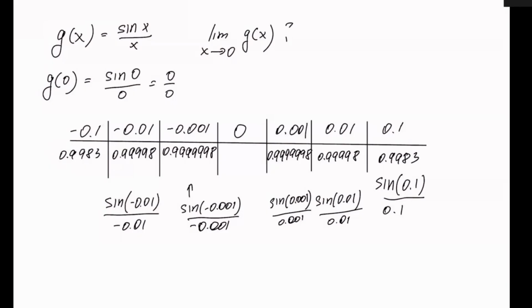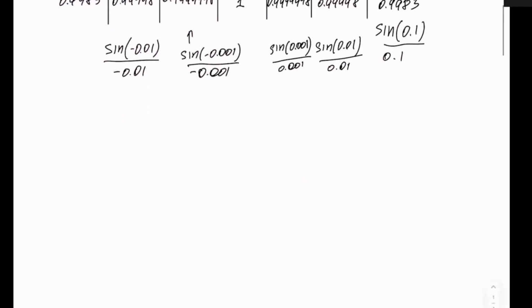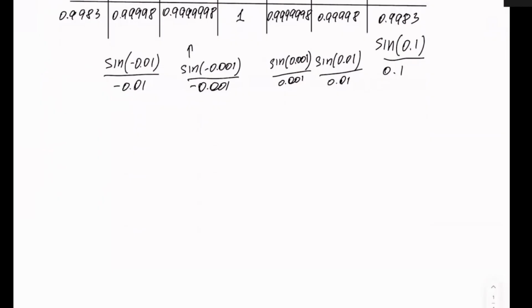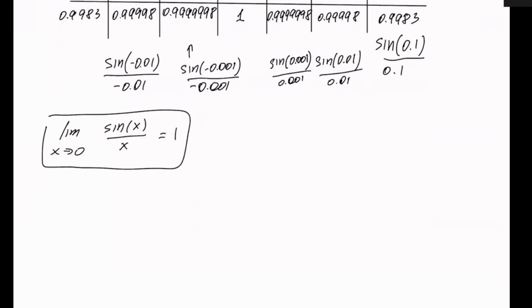As x gets closer to 0 from both sides, our g of x gets closer to 1. So we can conclude from here that the limit as x approaches 0 of sine of x over x is equal to 1. So this is actually one of the most important limits in calculus, so it's good to remember that.